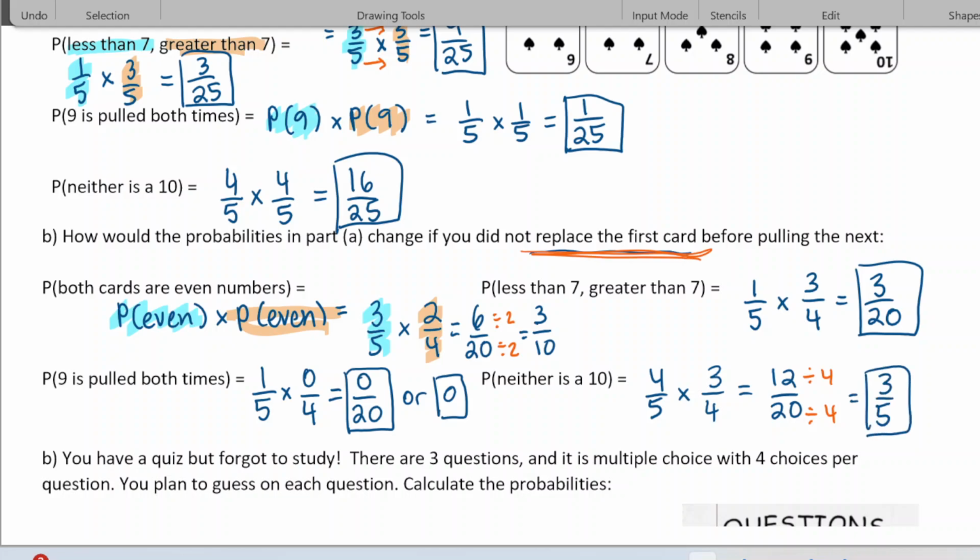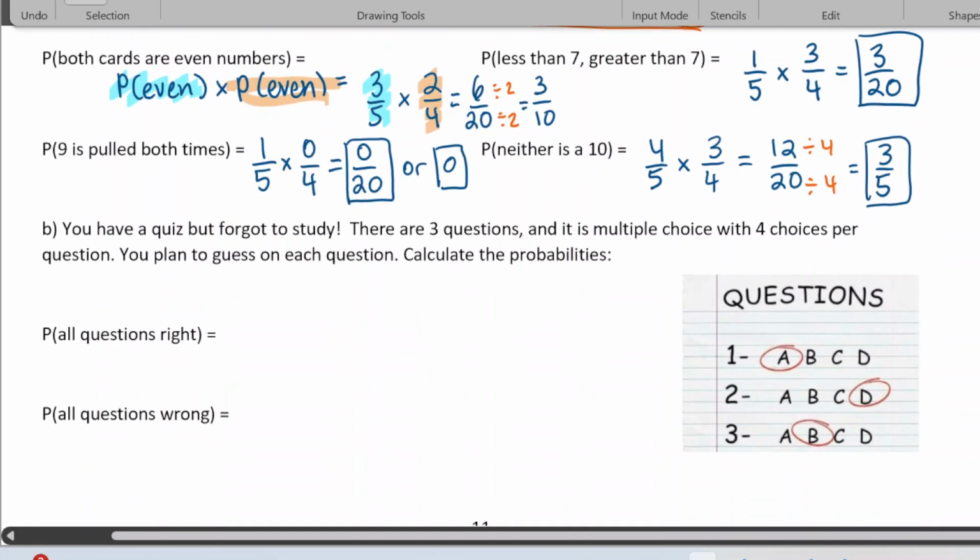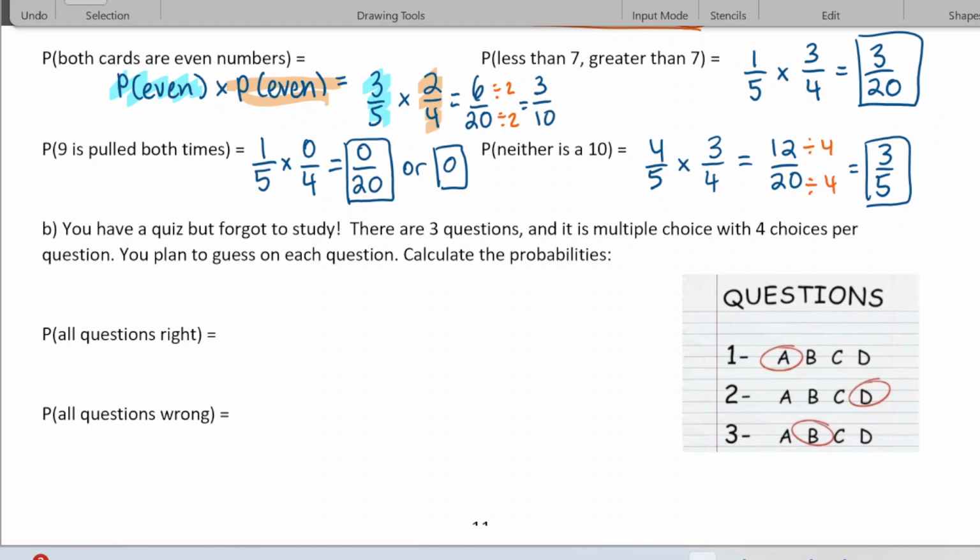Okay, let's do the last question. This is one of my favorites because this is kind of a misconception that a lot of students have about the chances of guessing on a multiple choice or a true-false quiz. Okay, so you have a quiz, but you forgot to study. There's 3 questions on it, and they're multiple choice. So the quiz looks something like this.